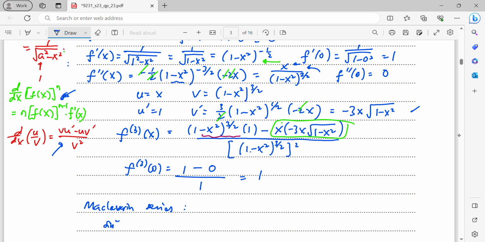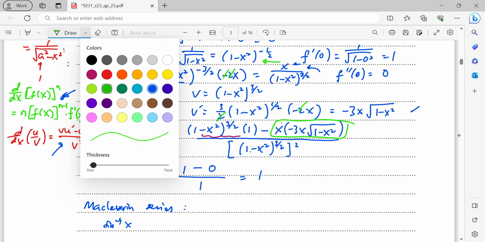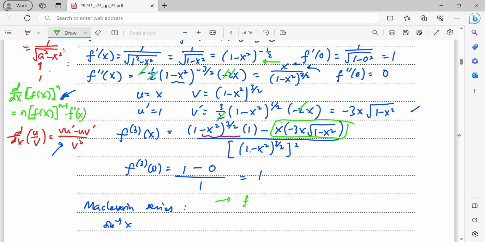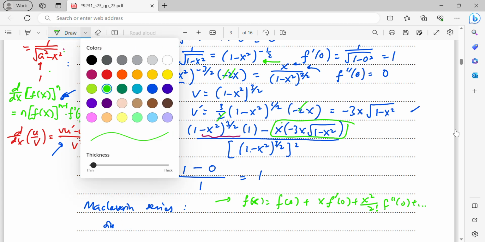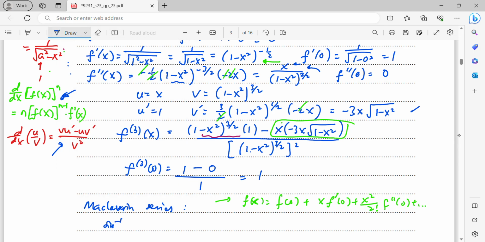It will be inverse sine x. Okay, the Maclaurin series formula is f(x) equals f(0) plus x f prime 0 plus x squared over 2 factorial f double prime 0 and so on. So here I will just replace the f(0) values that I have found.